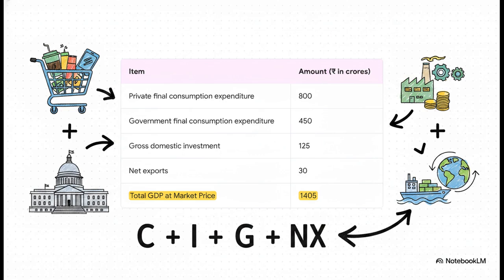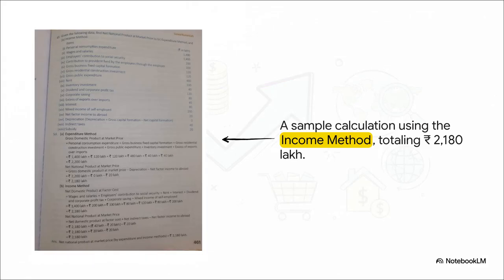Okay, let's run the numbers with our expenditure formula. So in this imaginary economy, we've got private consumption, that's C, at 800, government spending, our G, is 450, investment, or I, is 125, and net exports, NX, is 30. We just add them all up, C plus G plus I plus NX, and boom. We get a total GDP of 1,405 crores. Simple as that.